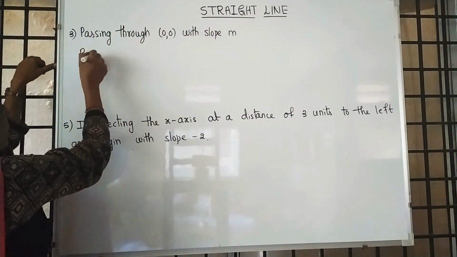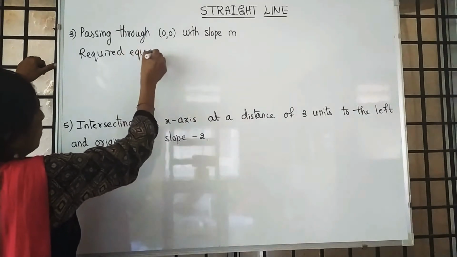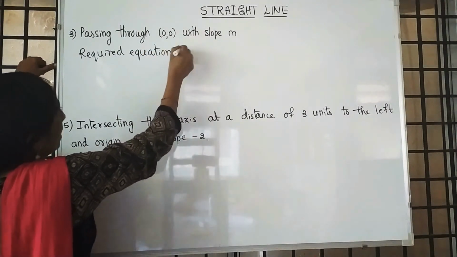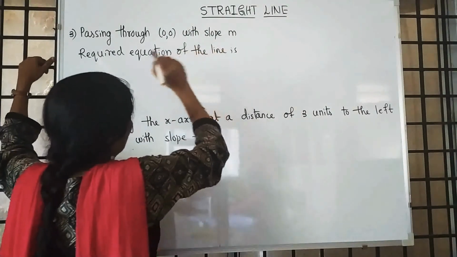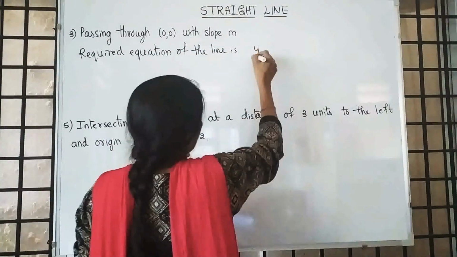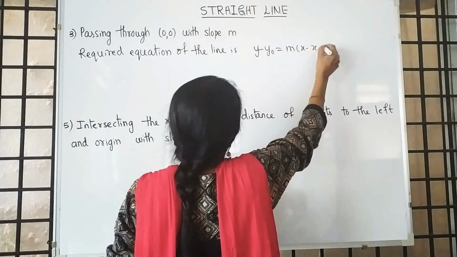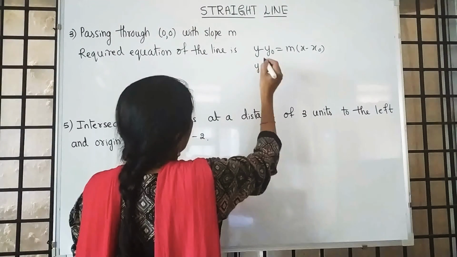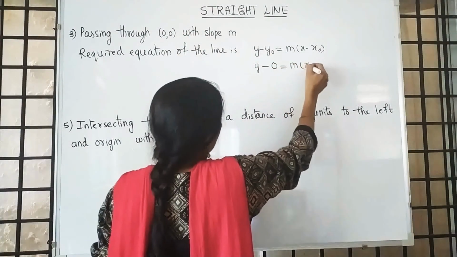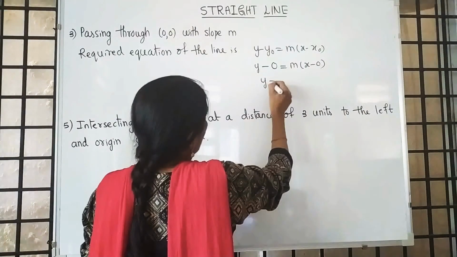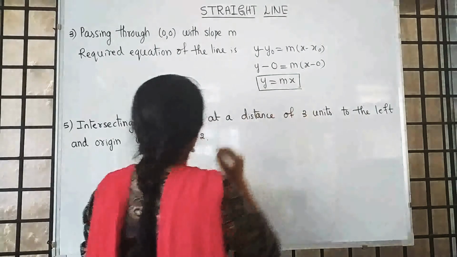So the required equation of the line, point slope is y minus y naught is equal to m into bracket x minus x naught. Y minus 0, since the point is origin, slope m, is x minus 0. This is y is equal to mx. See, is it simple or what?